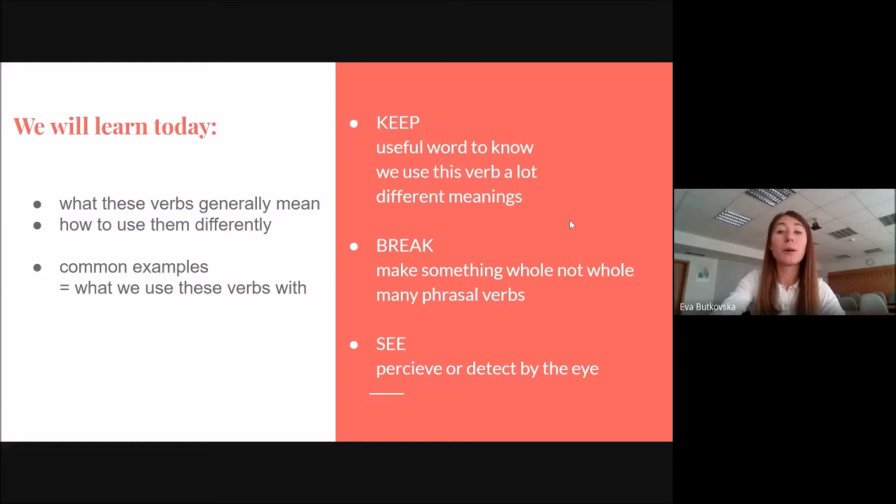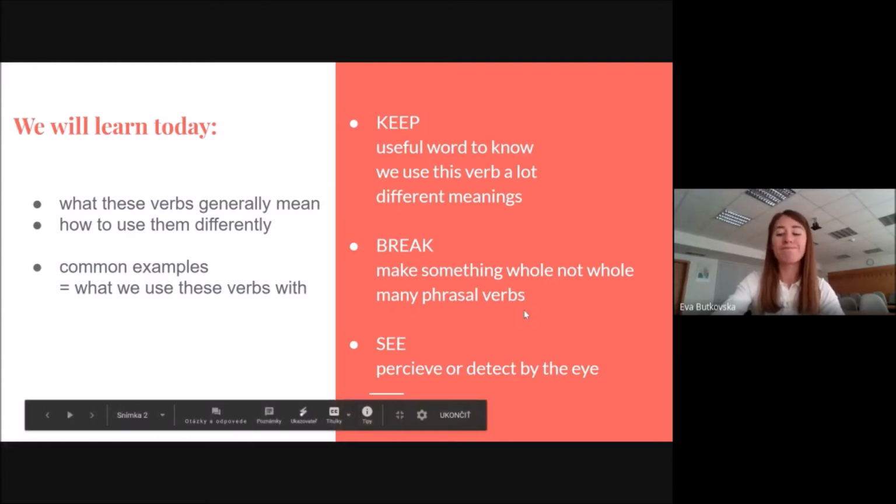Then we will talk about the verb break. Break in general means to make something whole, not whole. So for example, I can break my arm, break my bone, or somebody can break a glass into pieces. But we will focus today on other phrasal verbs or collocations. And the last, third verb, is the verb see. The general meaning is to perceive or detect by the eye, or to be able to see. But we will focus on the phrasal verbs or collocations that go with the verb see.